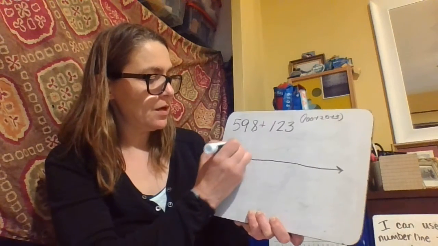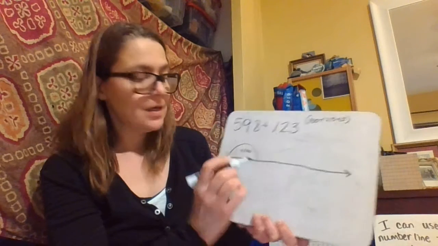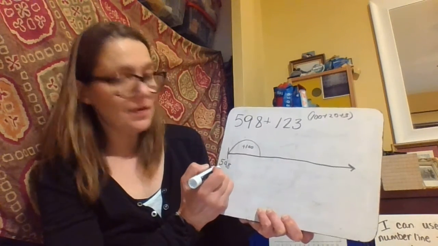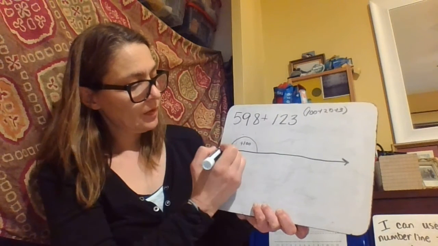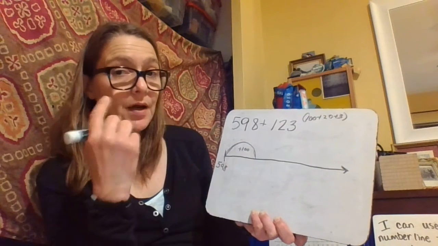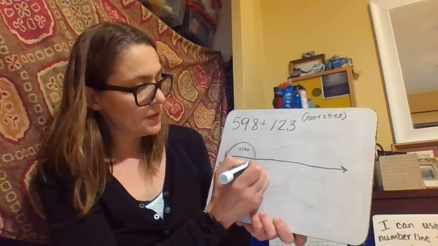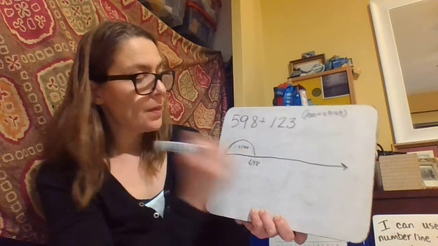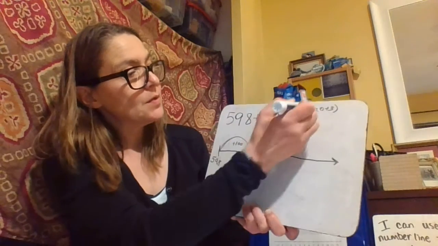So first I'm going to add 100. And when you're using a number line, you have to label everything. And you have to touch. This is the point on the number line, that's 598. Okay, and I'm adding 100 to 598. And so I'm going up 100 like we did yesterday. And I will come to 698. And that's this point on the number line right there. So I have to label it. So I'm done with that.